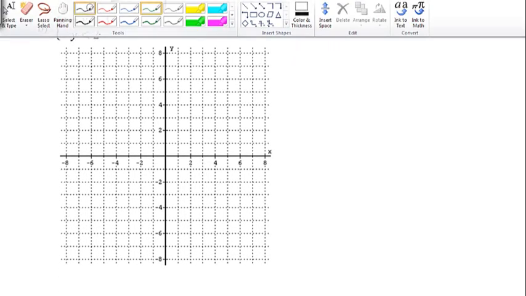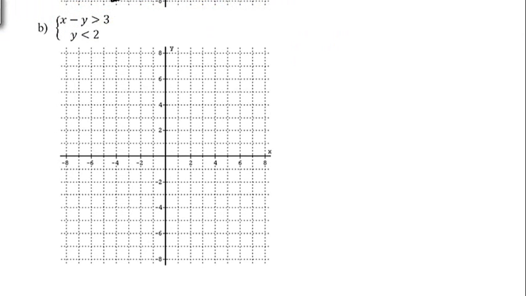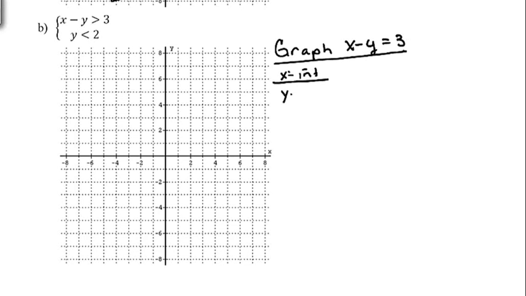In our next example, we have x minus y is greater than 3, so we want to graph x minus y is equal to 3. This is going to be graphed as a dashed line because there's no equal sign in our original. And it's set up nicely for intercepts. So we'll do the x-intercept. That means y is equal to 0. If y is equal to 0, we get x equals 3. So that's the point (3, 0).